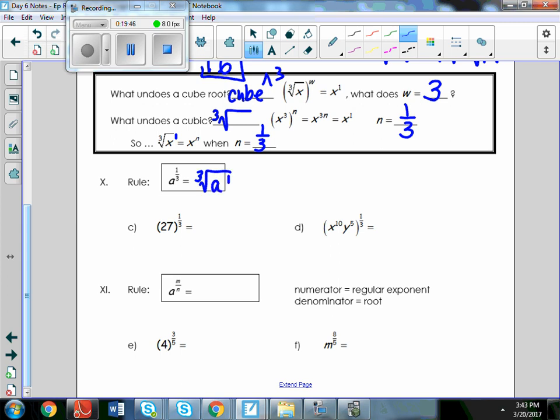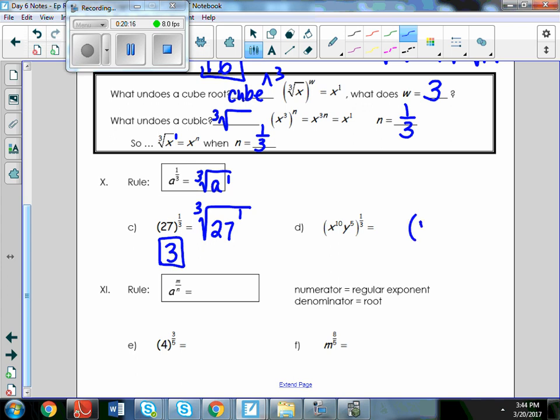Has anyone ever seen these before? If you saw it in Algebra 1, you may or may not remember it. We only do it for a few days. So when I'm rewriting 27 to the power of 1, cubed root, that just means cubed root of 27. What's cubed root of 27? 3. And you could get your calculator to give that to you if you weren't sure. 27, raise it to the 1/3 in parentheses.